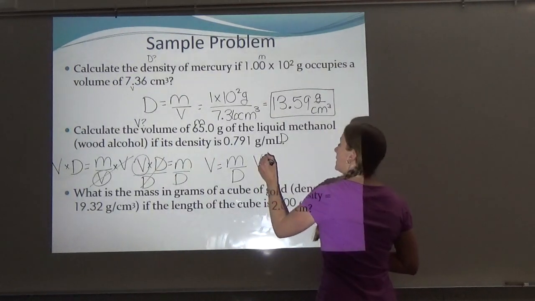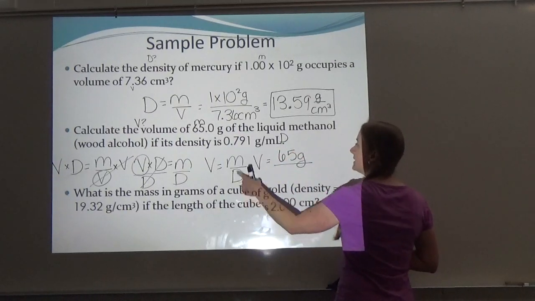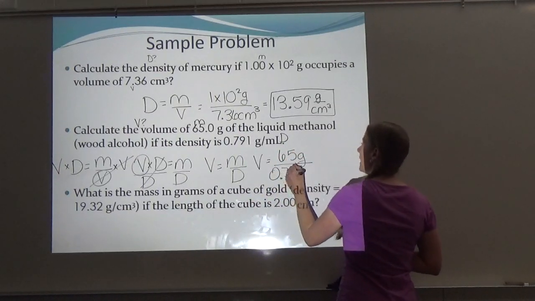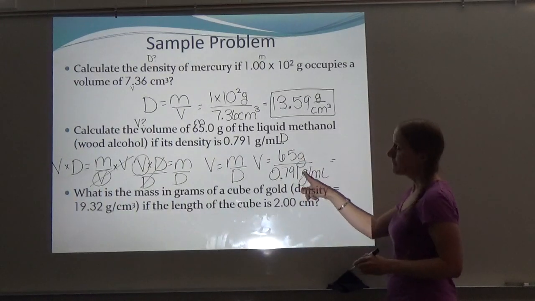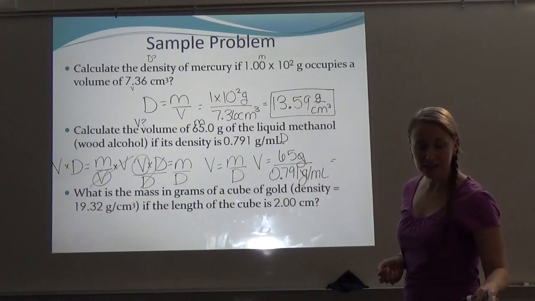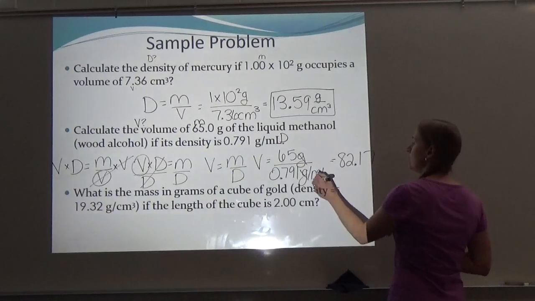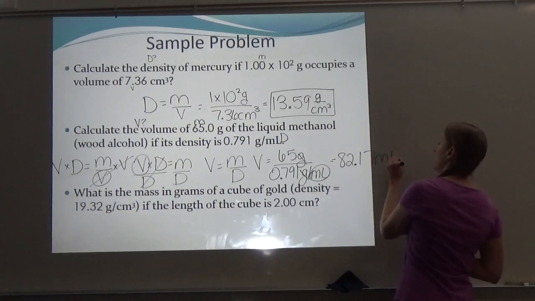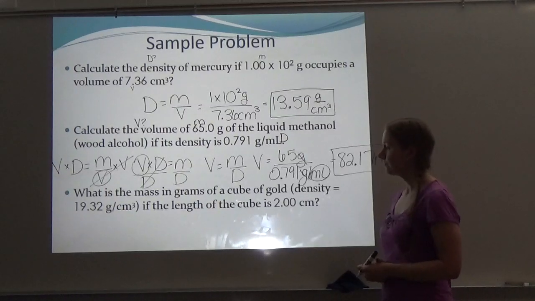Alright, so we plug in. My mass is 65 grams, and my density is 0.791 grams per milliliter. If you look, my grams are going to cancel. And so once I divide in this case, I get 82.17, and the unit that I'm left with is milliliters, which makes sense since I'm solving for volume.